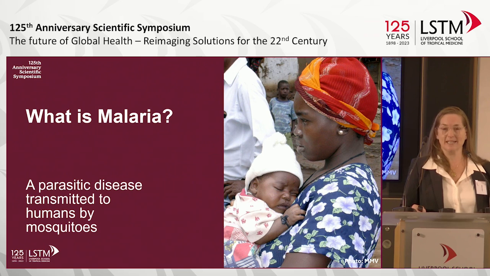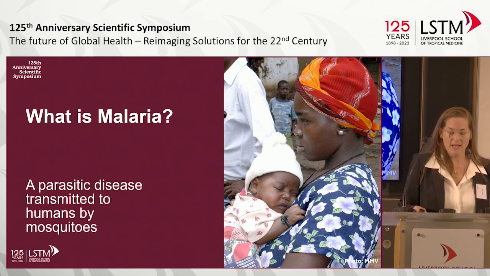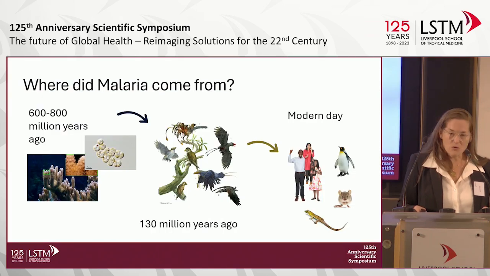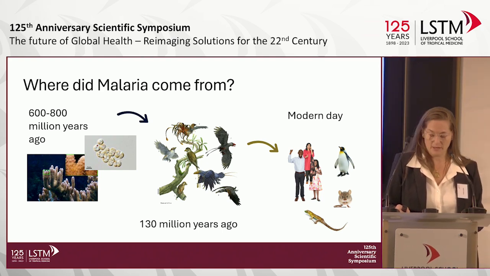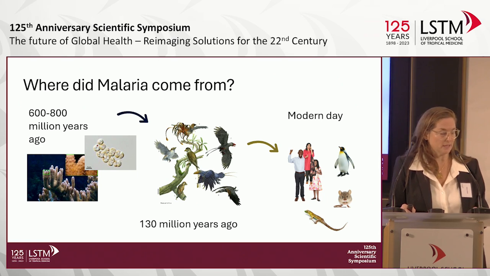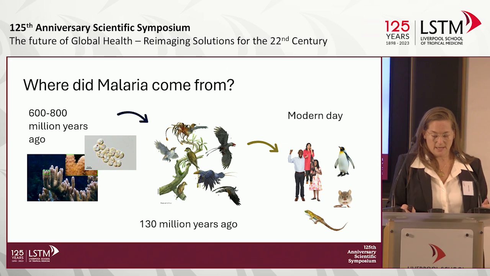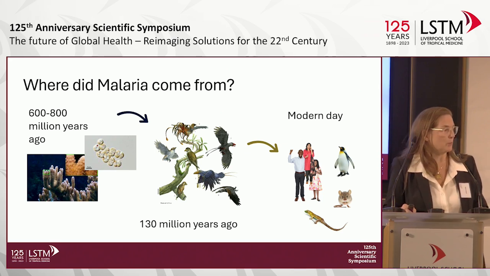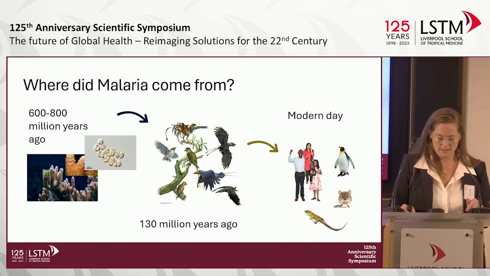So first of all, super basic, as I promised you: malaria, what is it? It's a parasitic disease that's caused by a single-celled organism called Plasmodium, and it's transmitted to humans by mosquitoes. It's thought that malaria originated in aquatic algae 600 to 800 million years ago before it evolved to infect birds, and then around 130 million years ago developed into the more modern malaria that we know today that infects humans, rodents, reptiles, birds. There's a specific malaria species for each different animal species.